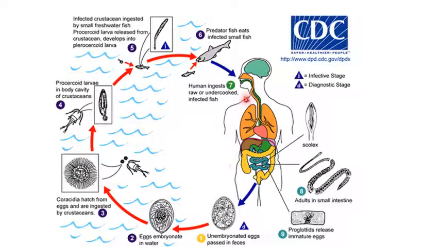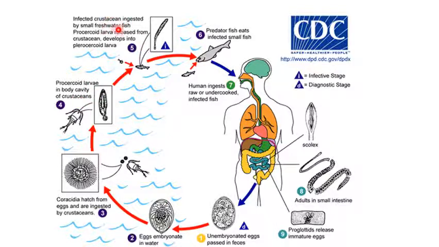As you see here in the illustrated life cycle, unembryonated eggs pass in the feces of the human into the water, the eggs embryonate, and then the coracidia hatch from the eggs and are ingested by crustaceans, which is cyclops. Then the coracidium transforms into procercoid larvae in the body cavity of the crustacean.